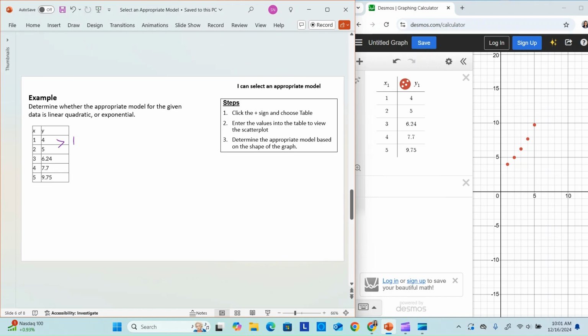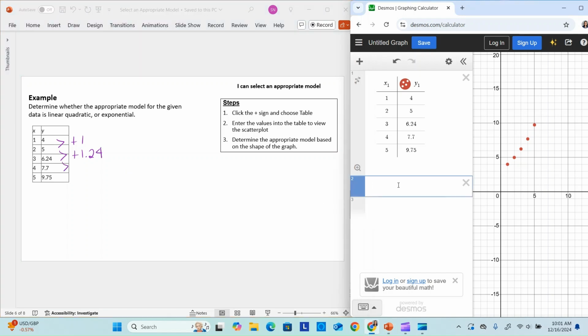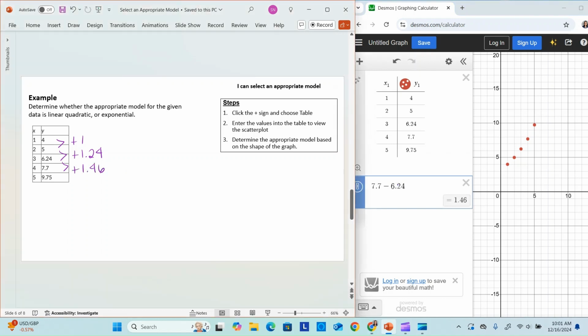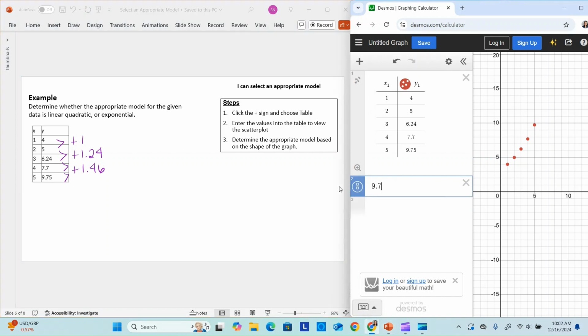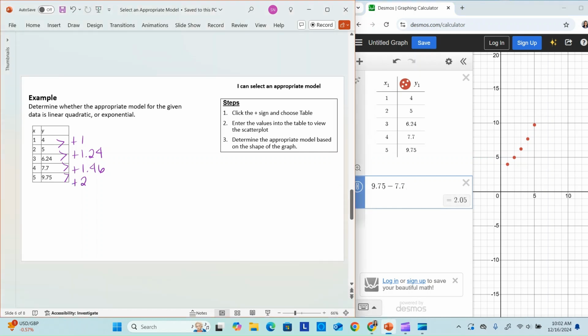So from 4 to 5, I have a change of +1. From 5 to 6.24, I have a change of +1.24. Let's look at the change from these 2 points. So I do 7.7 minus 6.24. That's about plus 1.46. And then from 9.75, I subtract 7.7 and I have plus 2.05. So you can see this rate of change is changing, so it's not linear.